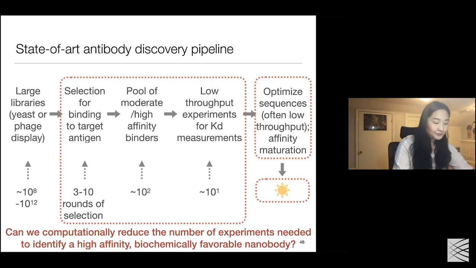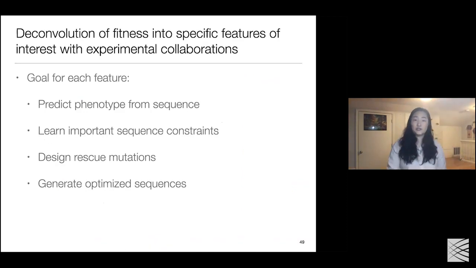And so the goal for each feature that we look at is to, one, predict a phenotype from a sequence, two, to learn important sequence constraints, three, we can design rescue mutations. So if you have an antibody that is fantastic in every way, you have a great affinity binder, but it's very sticky to many things, or it's unstable, can we rescue that sequence while trying to keep most of its functionality? And then additionally, we can generate optimized sequences. So libraries of sequences, or just additional examples of sequences that have these features optimized.